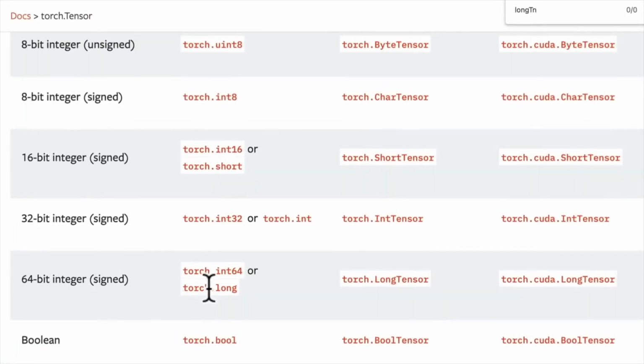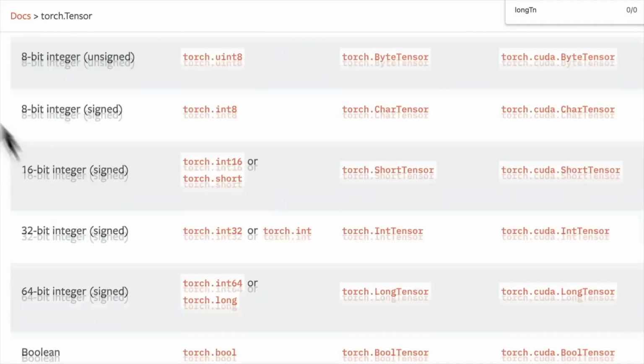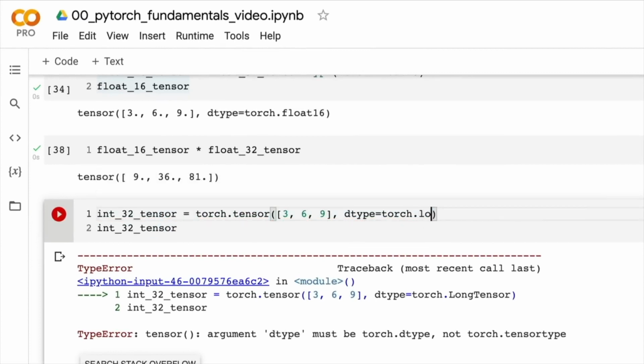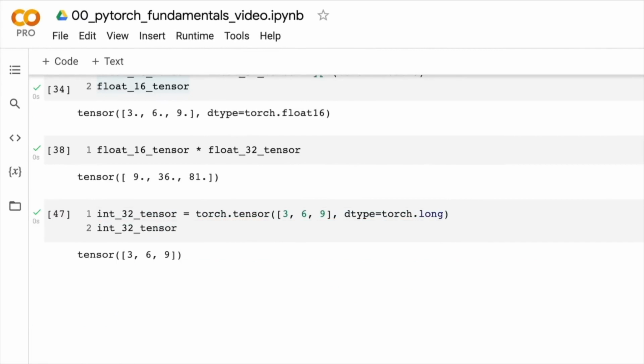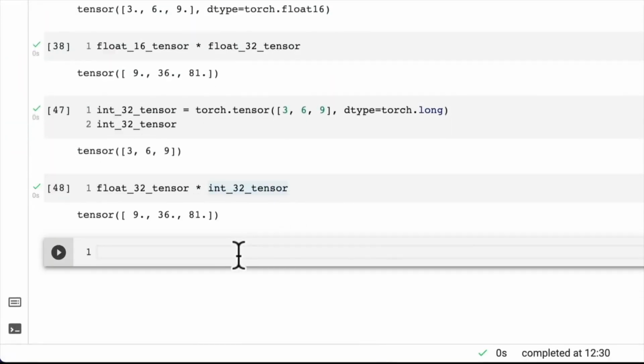That's another word for 64-bit. So what is this saying? CPU tensor. Okay, let's see. This is some troubleshooting on the fly here. Then we multiply it. This is a float32 times a long. It works. Okay, so it's actually a bit more robust than what I thought it was.